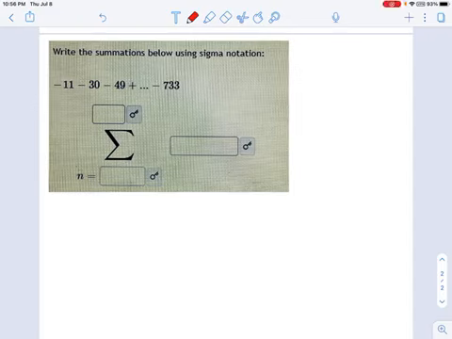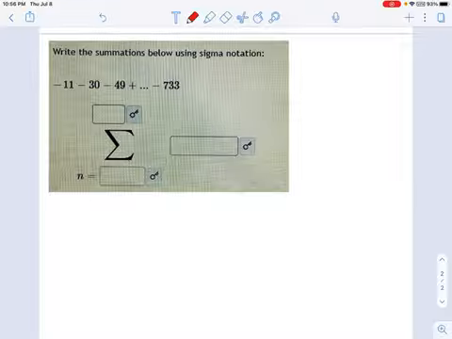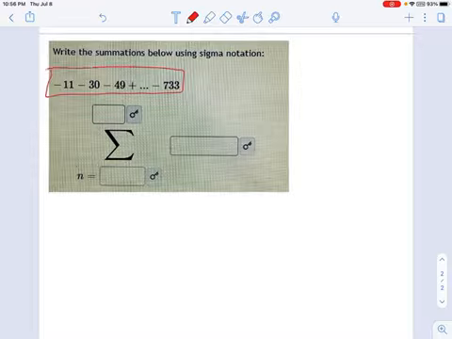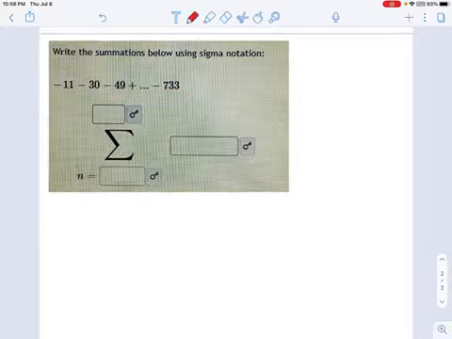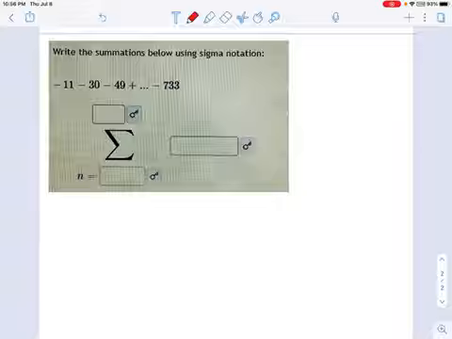So in this problem, we're asked to write the summation below, and it shows us this summation right here. Write that series using sigma notation. This is not the same as previous problems where they ask us to solve a summation. They don't actually want to know what the summation equals. They want to know how to write it using sigma notation.